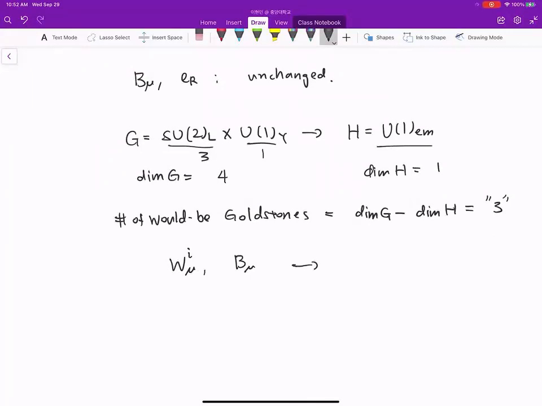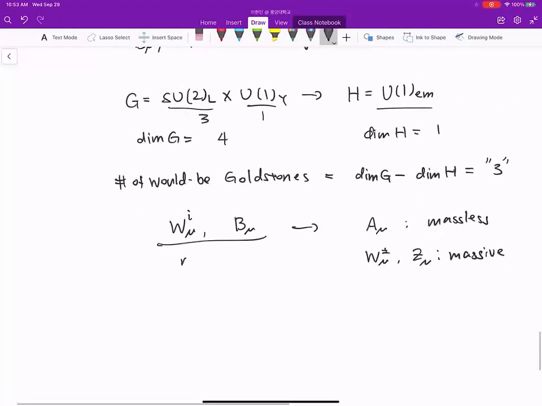And those become the photon. So one massless and 3 massive gauge bosons. The 3 are the plus and minus charged W bosons and the Z boson. So this is massless, and this is massless. So these are massless before electroweak symmetry breaking.